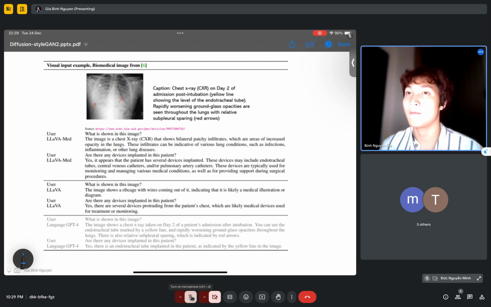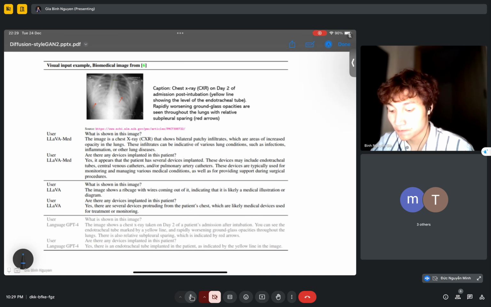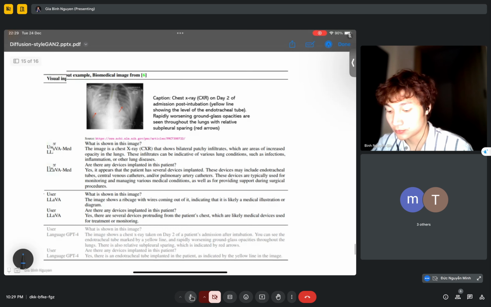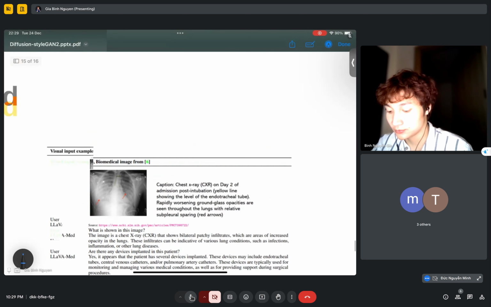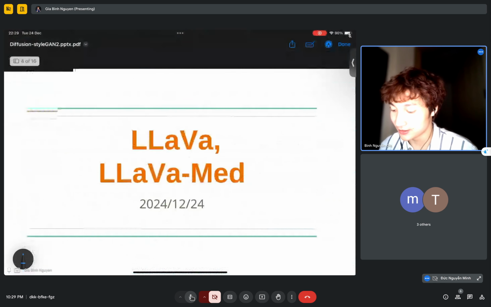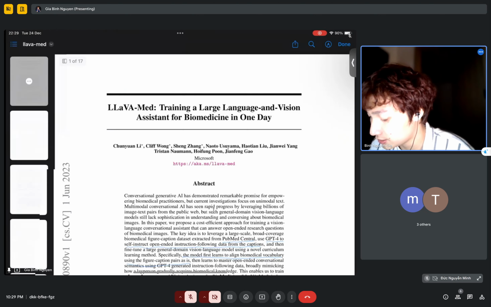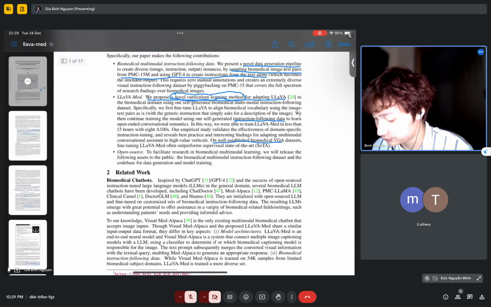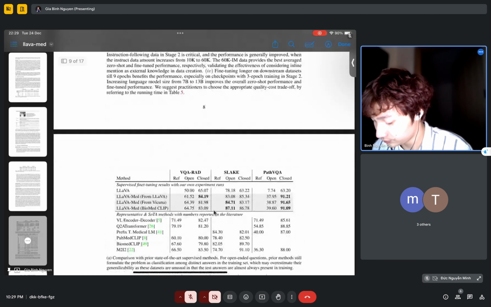Can you talk more about the results, like the statistical results, when compared to other models in the medical domain? Just like the caption here. I will exit this slide and show it in the original paper. Okay, LLaVA-Med.